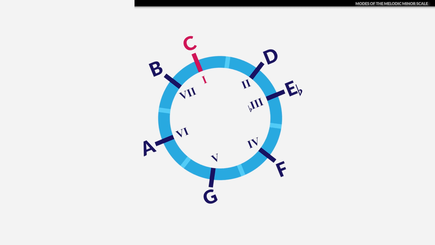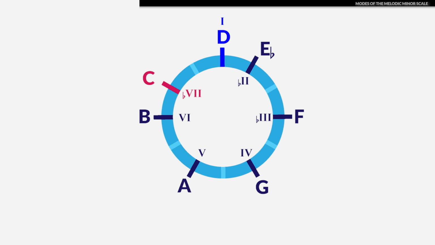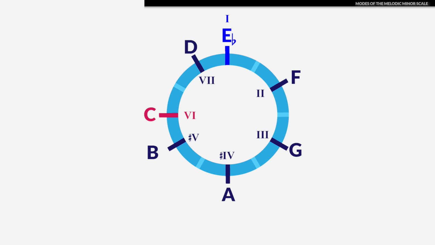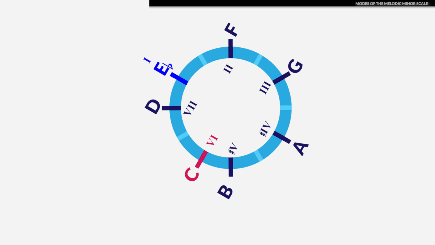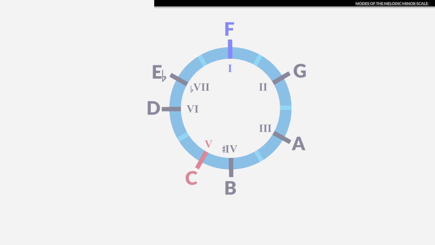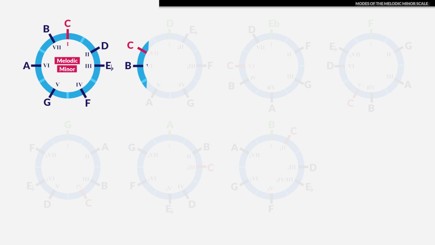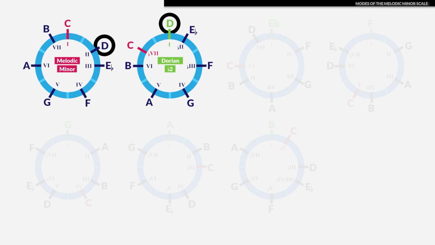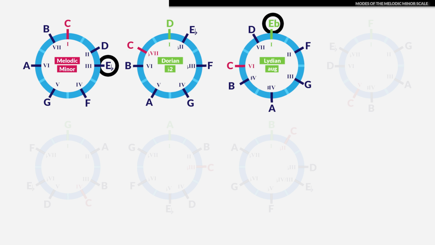Now we can start the melodic minor scale on every note of this scale, and in this way we will create modes. The whole and half steps will shift and the sound will differ. Starting on the second note D, we'll create the D Dorian flat 2 mode. Starting on the third note E flat, we'll create the E flat Lydian augmented mode.